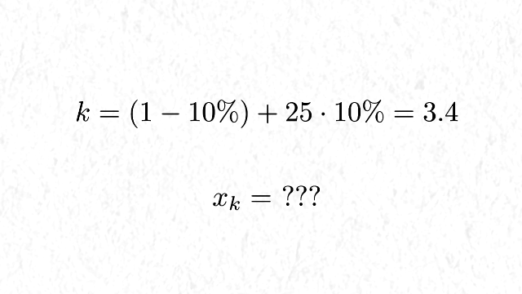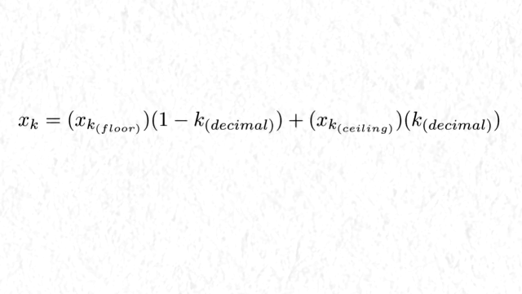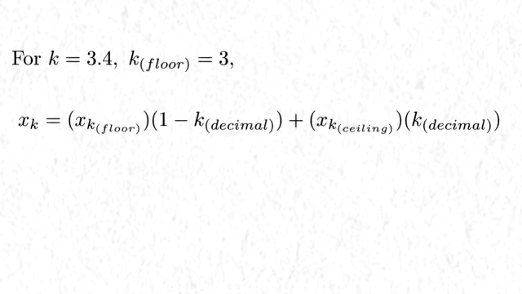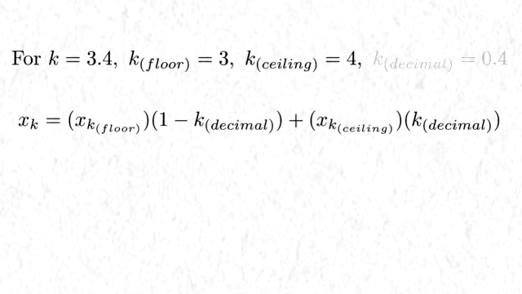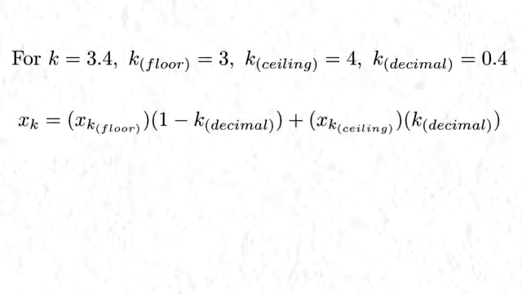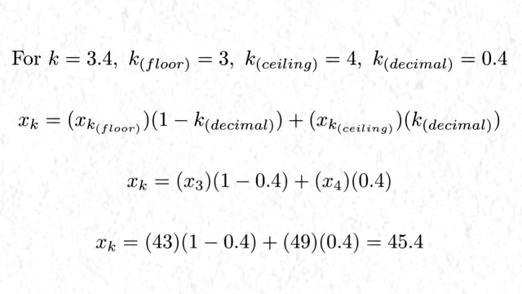How do we find x_k this time? Well, using the same fractional distance formula, we can change it to this. Well, doesn't that look complicated? But let me explain. K-floor is the floor function of our k. For example, 3.1 will turn into 3. Similarly, our ceiling function will turn 3.4 into 4. K-decimal is simply everything after the decimal point, so 3.4 will turn into 0.4. x_3 is 43, and x_4 is 49. So plugging it all into the equation will give us x_k equals 45.4.